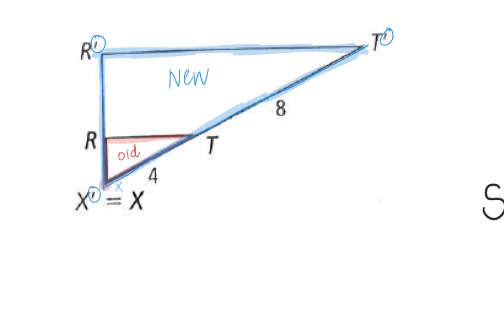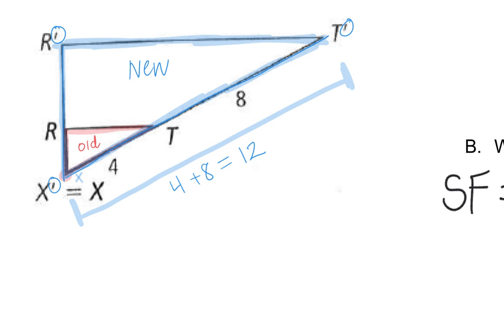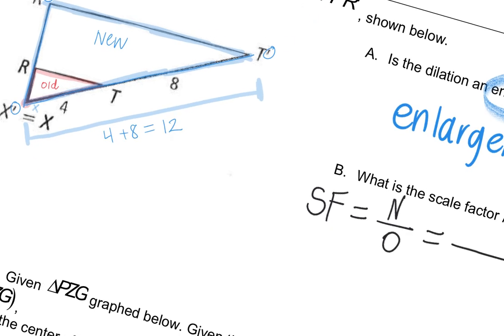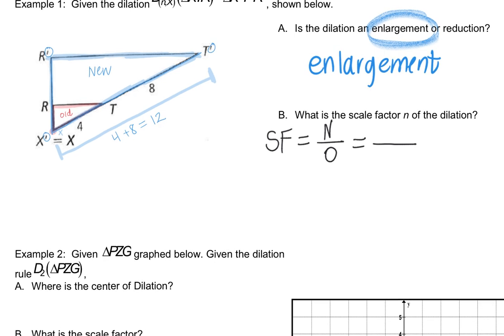So if I want to find the whole thing, from here to here, okay, what am I going to do? I'm going to have to grab 4 and then add it with 8 to get a total of 12. Okay, so the new side, that big side, X prime to T prime, that is going to be 12, okay? And let's kind of move this out here like this. It's going to be 12, so I'm going to put 12 at the top.